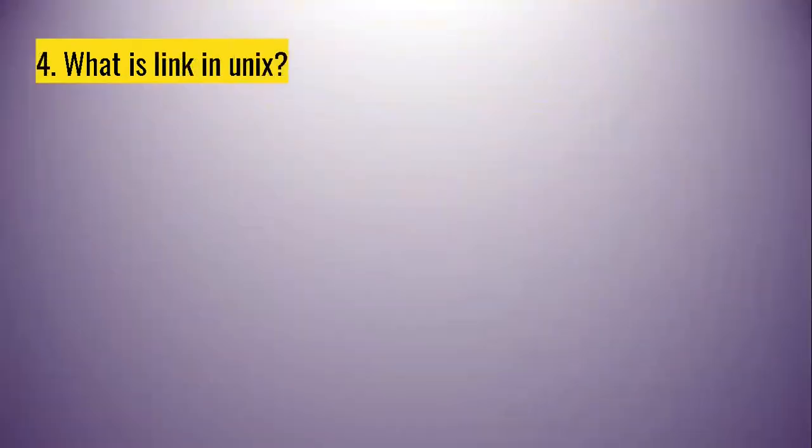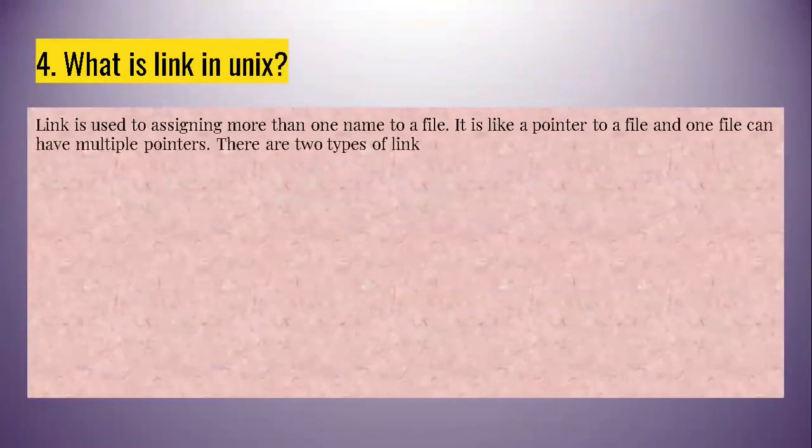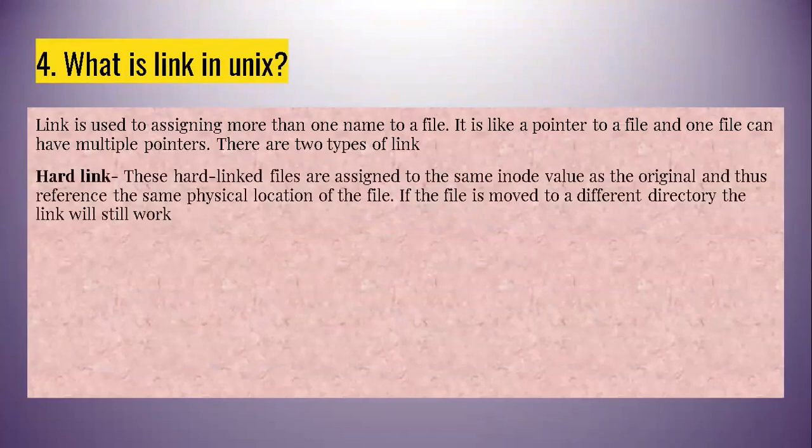The next question is: what is a link in Unix? A link is used to assign more than one name to a file. A link is like a pointer to a file, and one file can have multiple pointers. There are two types of links. One is the hard link. Hard link files are assigned the same inode value as the original and thus reference the same physical location of the file. If the file is moved to a different directory, the link will not work.